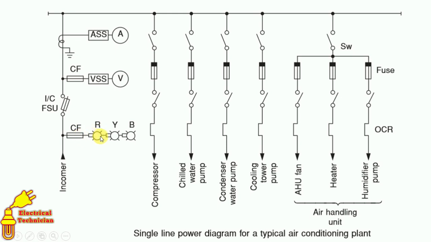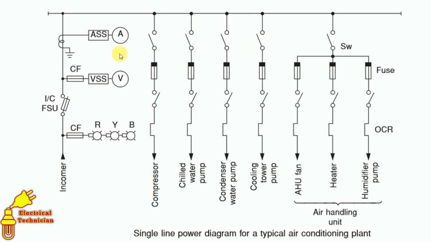After this, here indication lamp is connected. This symbol is of indication lamp. Here indication lamp of R phase is connected, for Y phase here, and similarly for B phase indication lamp is used. After this FSU here, supply which is going from outgoing of this is distributed for different electrical equipments.